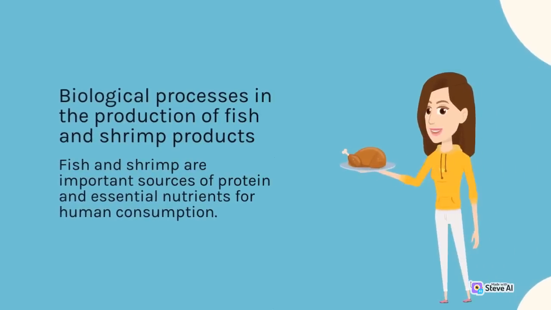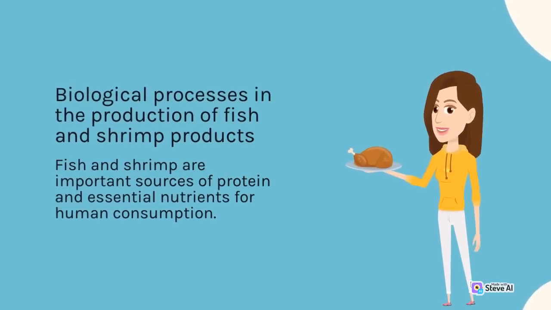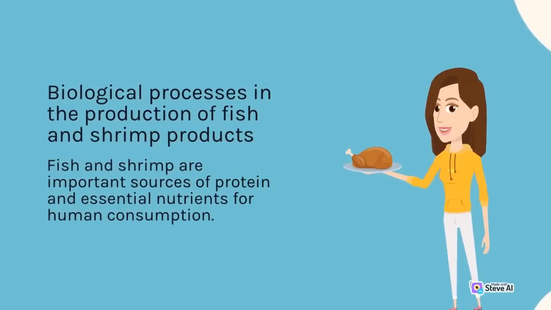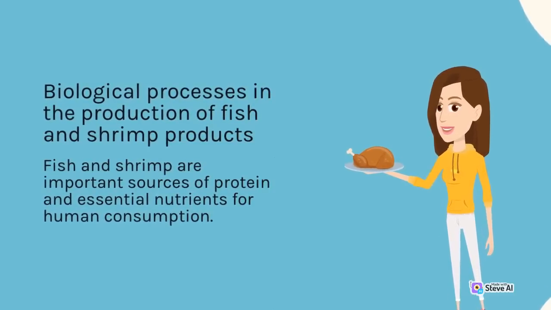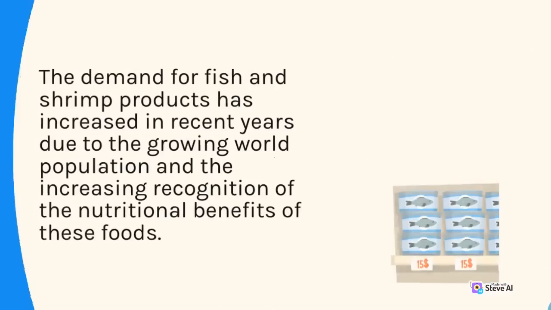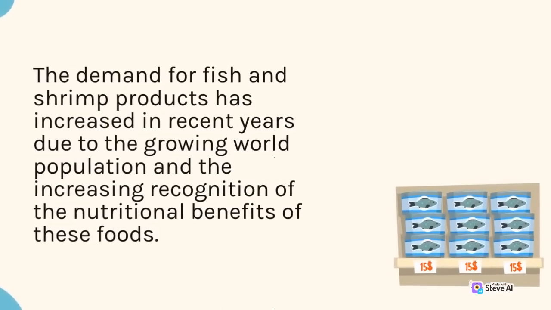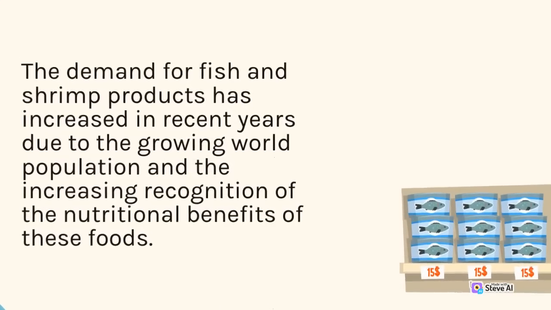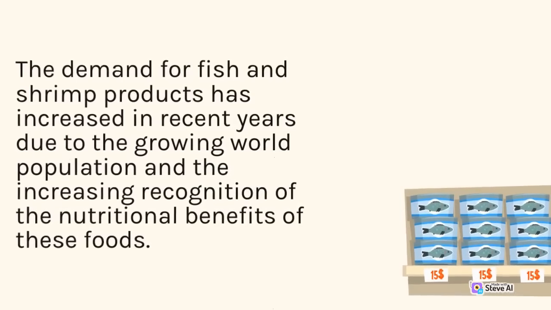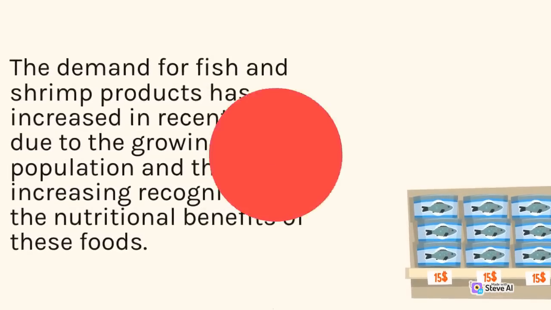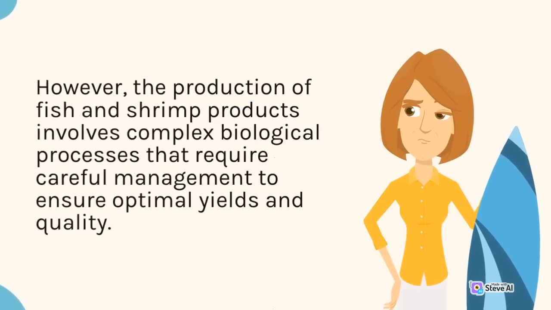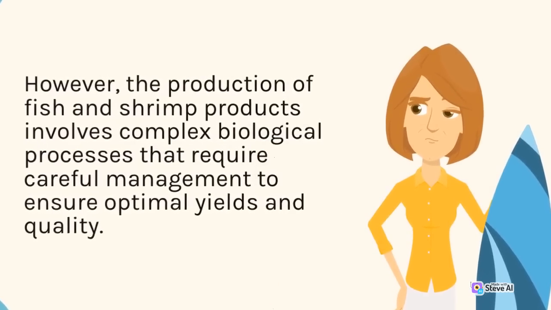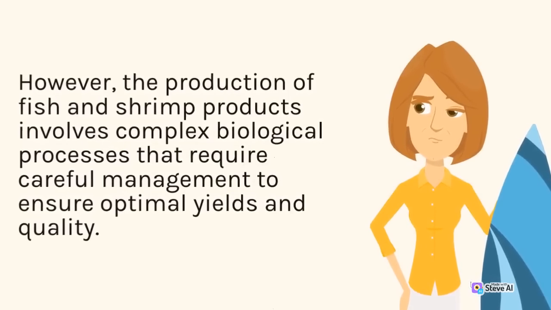Biological processes in the production of fish and shrimp products. Fish and shrimp are important sources of protein and essential nutrients for human consumption. The demand for fish and shrimp products has increased in recent years due to the growing world population and the increasing recognition of the nutritional benefits of these foods. However, the production of fish and shrimp products involves complex biological processes that require careful management to ensure optimal yields and quality.